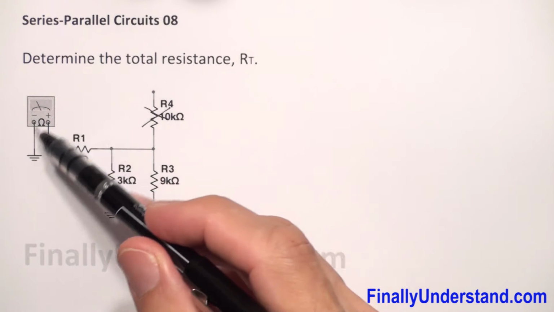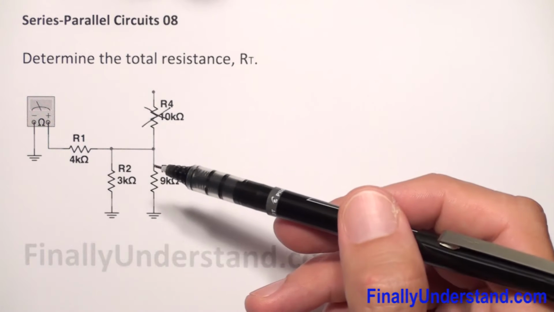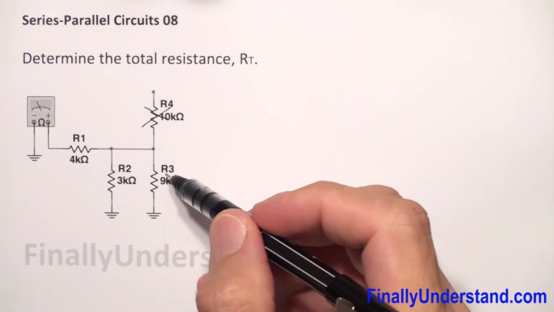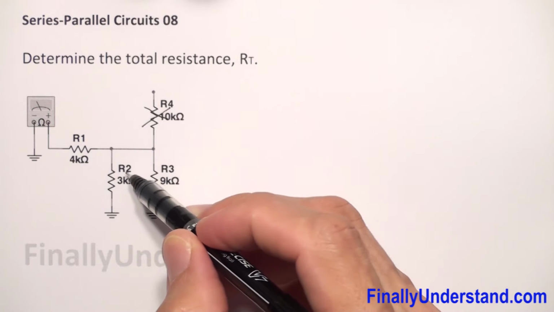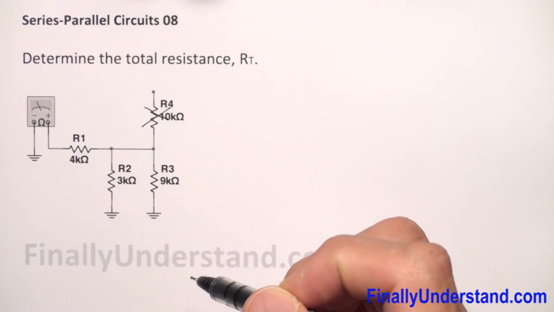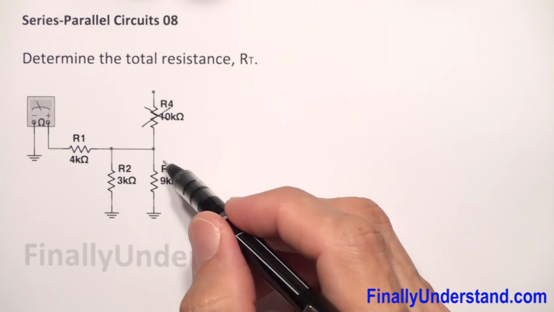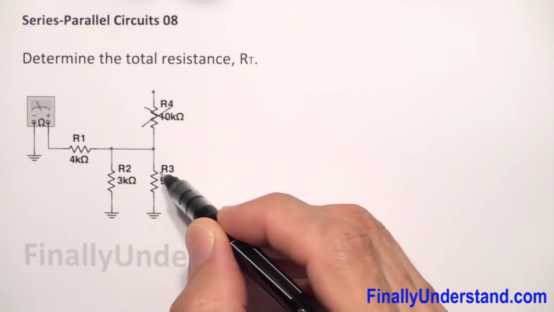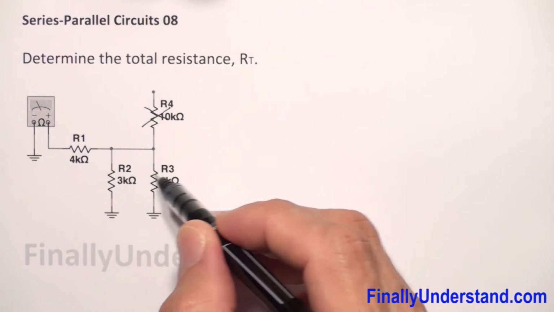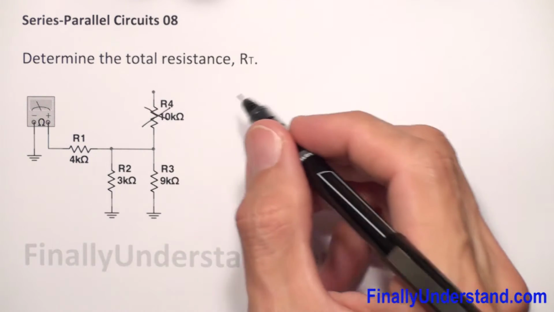Now my ohm meter is connected on the left side, so I have to start solving this problem from the right side. So what I'm seeing over here is resistance R2 and R3 connected in parallel. Okay, these two resistors are in parallel and in series with this one. So what I'm going to do first is calculate the total resistance of these two resistors.